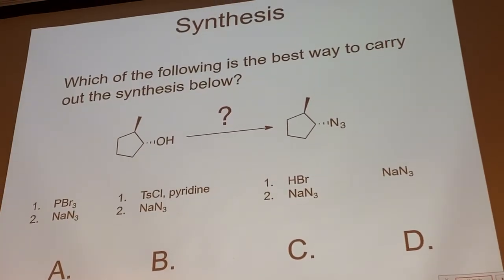So the stereochemistry here, we haven't figured it out, but it's going to be S, okay? So we have S here. And then we have S over here. So we have the same. We haven't inverted it.